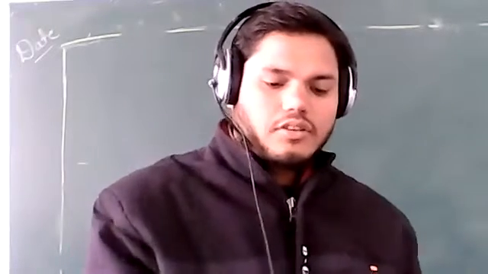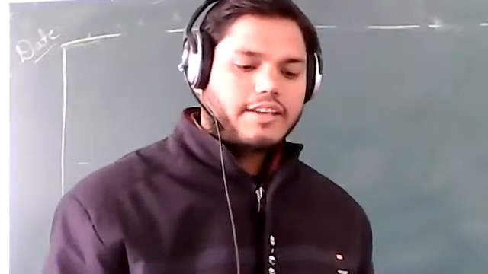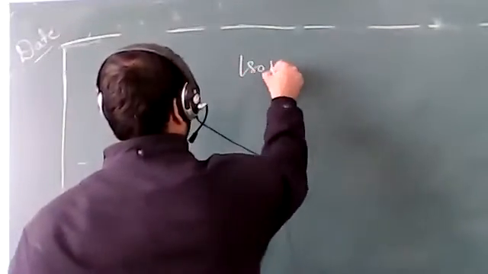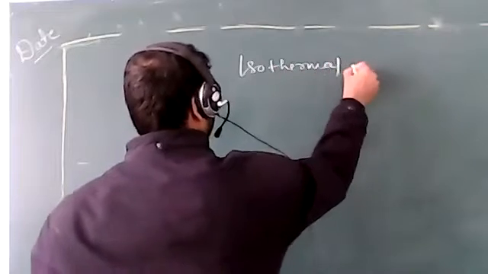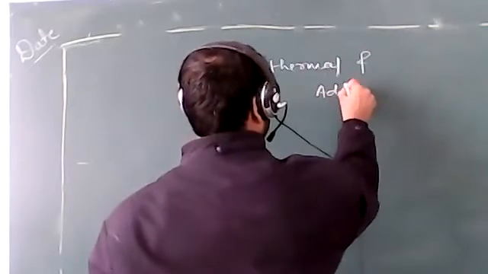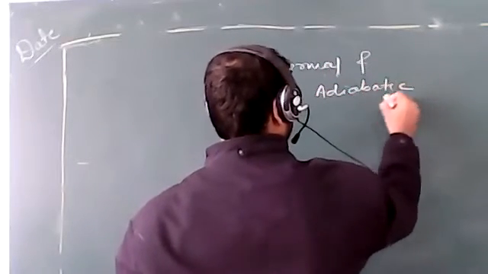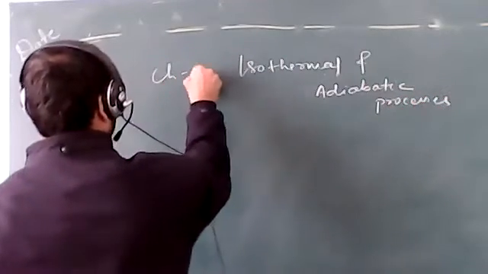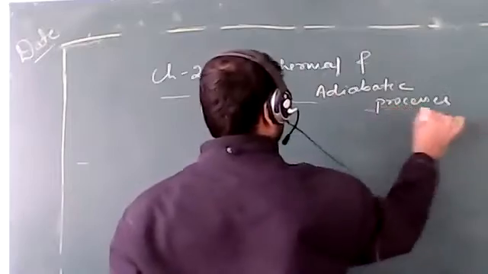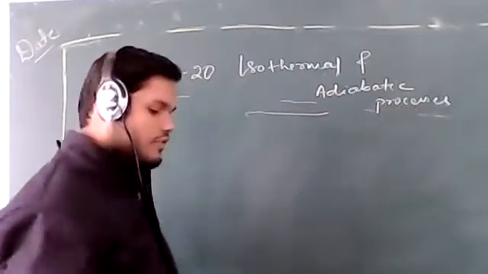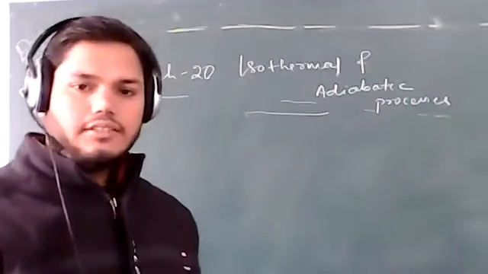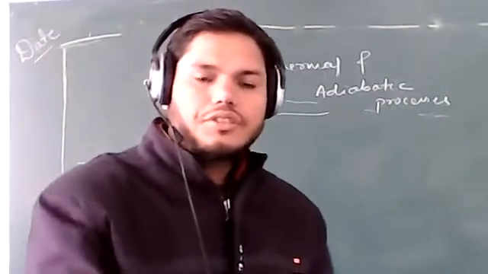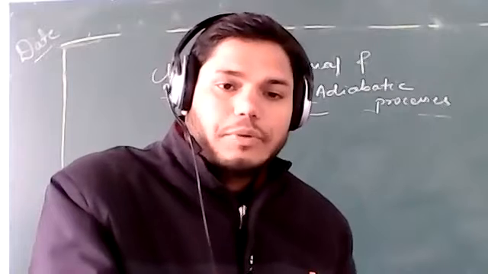Okay, so we'll start chapter number 20, which is called isothermal and adiabatic processes. What is an isothermal process and what is an adiabatic process? We will discuss. First, we'll discuss what an isothermal process is.